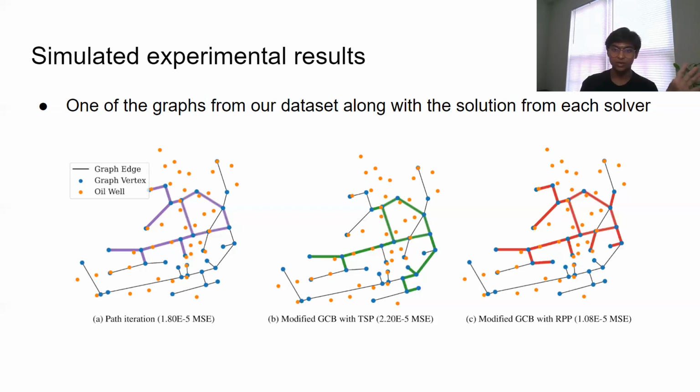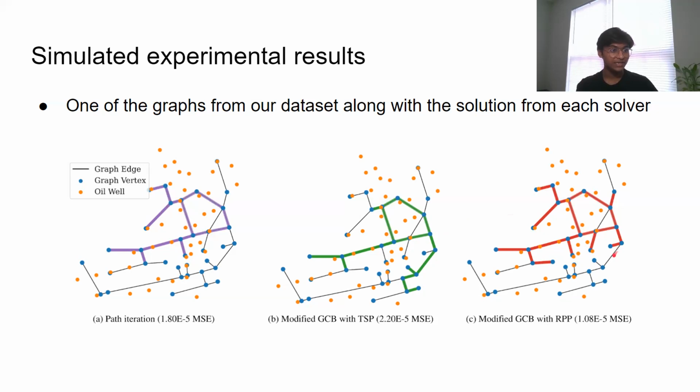The path iteration solution spends most of the time on the northwestern part of the graph. The TSP-based GCB solver-based solution also spends time on the northwestern part, but we see that it wastes some of the distance budget traversing this edge over here, where there aren't any oil wells close to these regions.